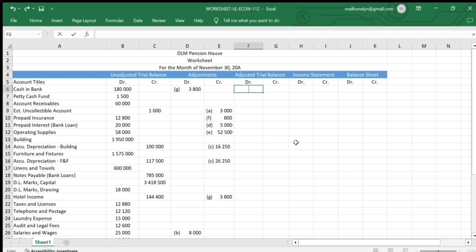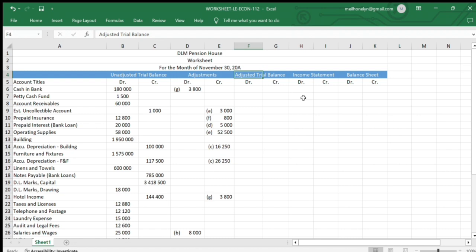To have the adjusted trial balance, all we need to do is compute each account's adjusted balance by combining the unadjusted trial balance and the adjustment figures, and then enter the adjusted amounts in the adjusted trial balance columns. So we will combine the unadjusted trial balance with the adjustments. Reflecting these adjustments will yield the adjusted trial balance.